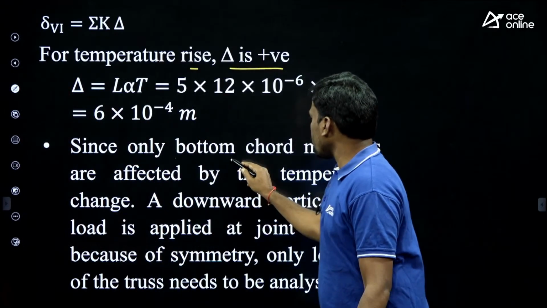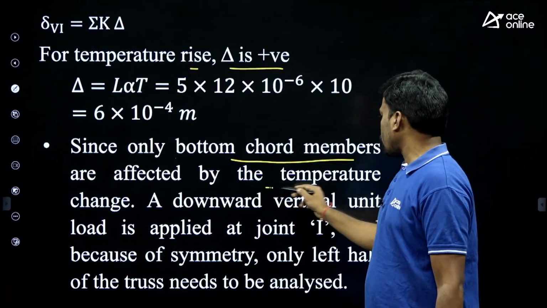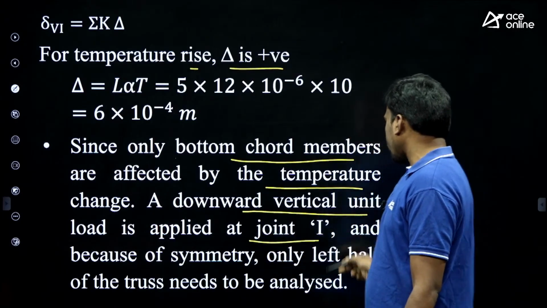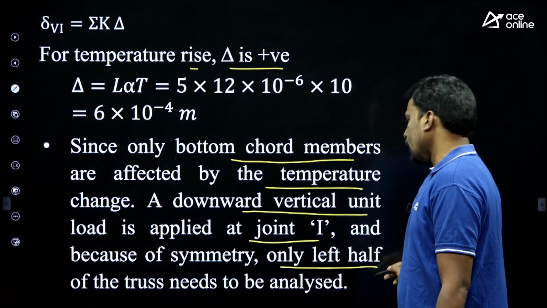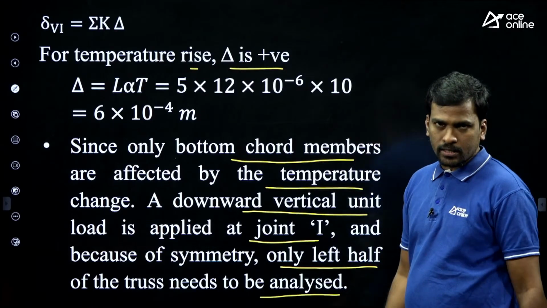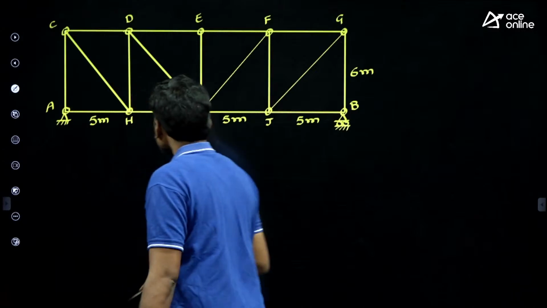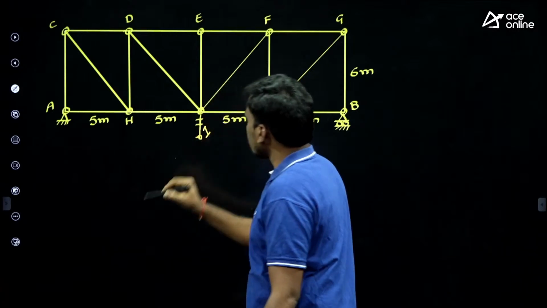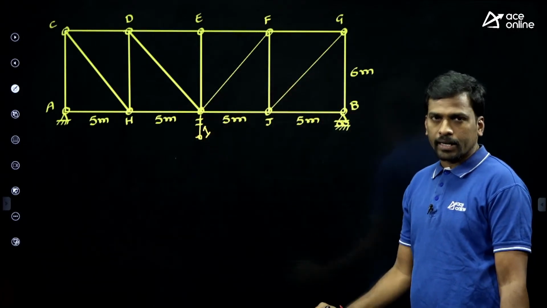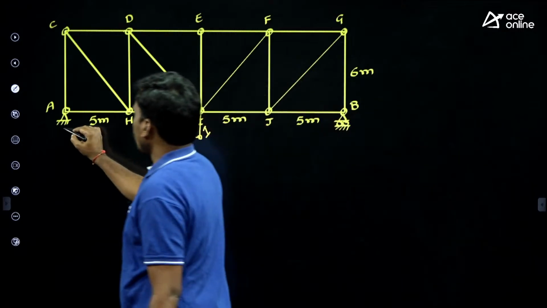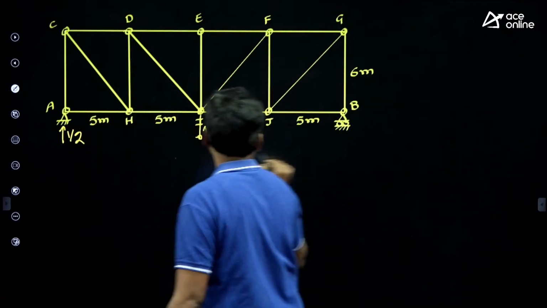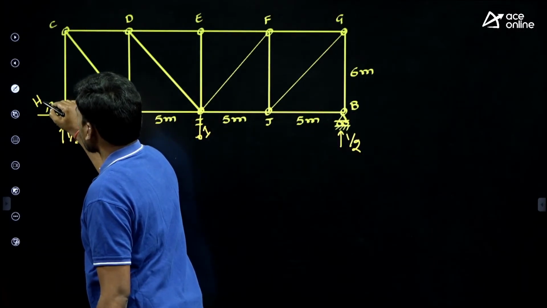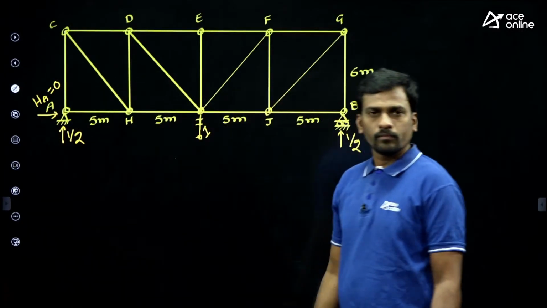Okay. Since only bottom cord members are affected by the temperature change, then a downward vertical unit load is applied at joint I, and because of symmetry, only the left half of the truss needs to be analyzed. Okay. Right. Look at here. We have to find the vertical deflection at joint I, right? Then apply virtual unit load only at joint I in vertical direction. Okay. Now here vertical reaction is 1 by 2. Here vertical reaction is 1 by 2. And what is the horizontal reaction here? Horizontal reaction is 0. Okay.